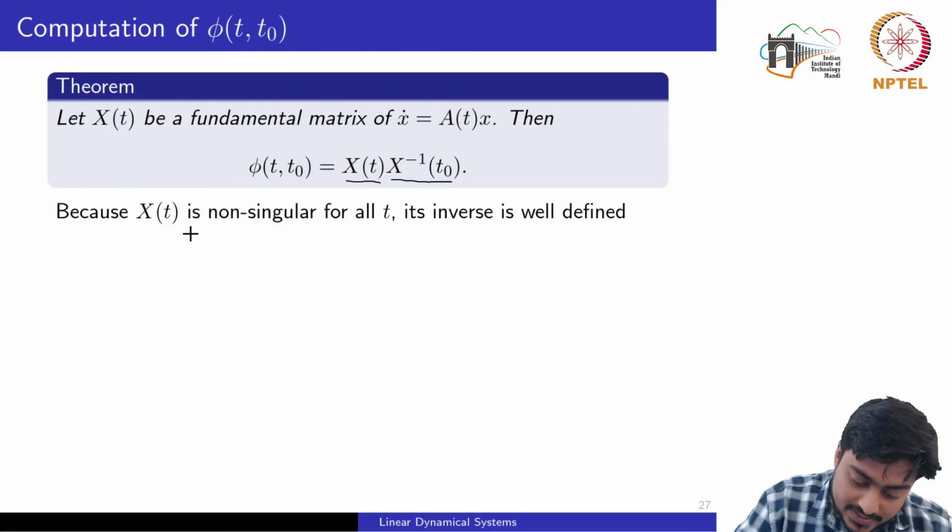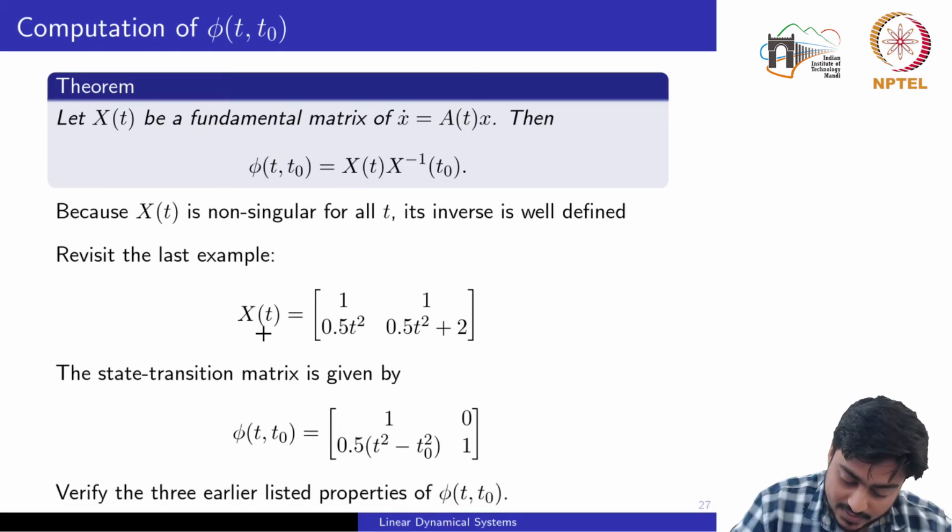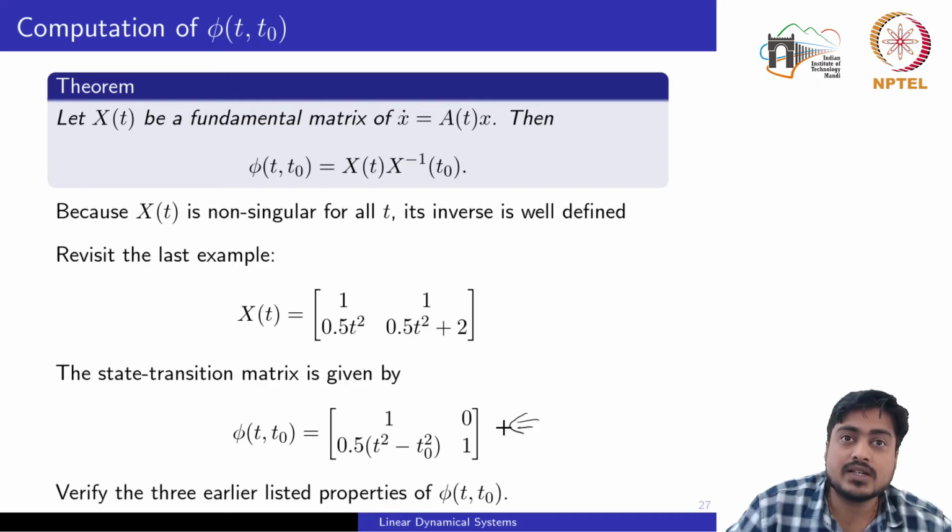Now because X(t) is non-singular for all t, its inverse is well defined. Let's see the example. In the last example we computed the X(t). If I compute this X(t) at t equal to t naught and multiply this matrix with the inverse of the fundamental matrix at t equal to t naught, I would get this state transition matrix. So instead of computing the Peano-Baker series, we can compute the closed form solution of the state transition matrix in terms of the fundamental matrix.